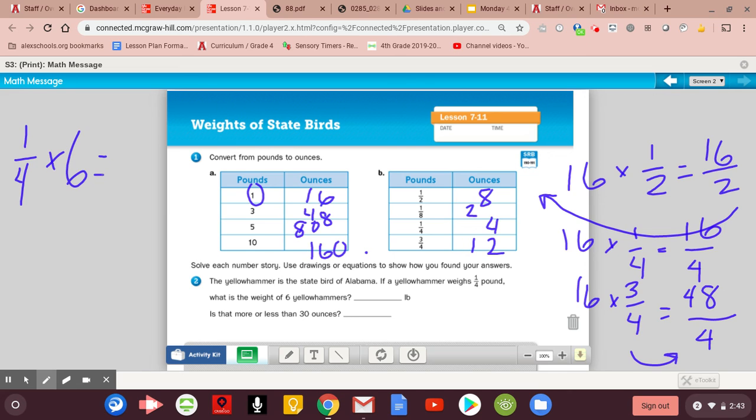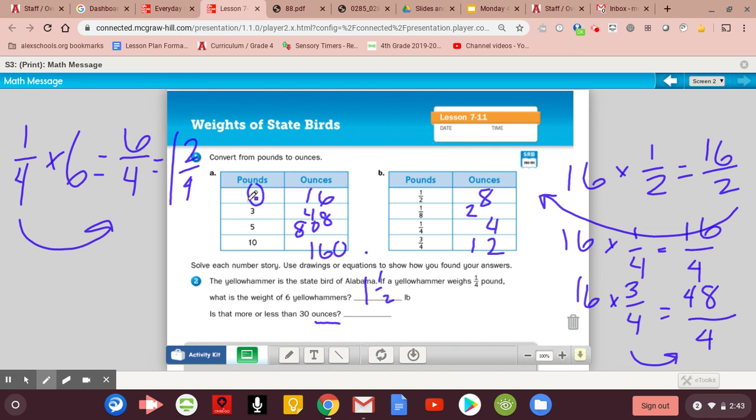So I'm going to take that numerator times my whole number, and I'm going to have 6/4. I'm going to take that denominator and just move it. And then I'm going to simplify. 4 can go into 6 one time, and I have 2 left over. So I have 1 and 2/4, which is actually just 1.5. So 6 yellowhammers will weigh 1.5 pounds. So now it's asking, is that more or less than 30 ounces? So we need to convert our 1.5 pounds to ounces.